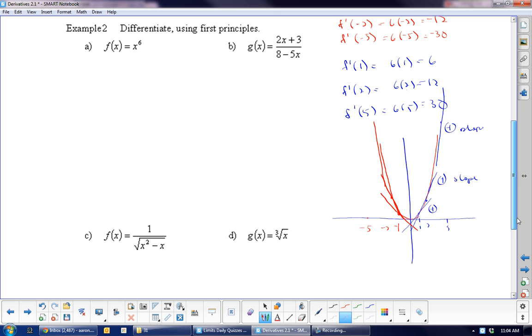Not next unit, but the unit after, we're just going to be graphing, and you're going to be using derivatives and second derivatives to learn how to graph, okay? But whenever your slopes go from negative to positive, it must always be a min, and if they went from positive to negative, it must be a max.